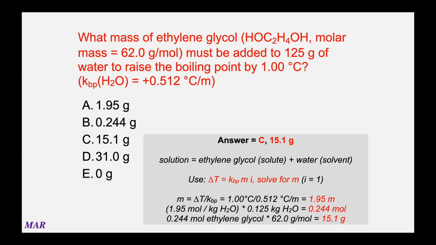You multiply moles per kilogram by kilograms of water to get the moles of ethylene glycol, which is 0.244 moles. And finally, that times the molar mass of ethylene glycol, 15.1 grams. So what that means is that if you put 15.1 grams of ethylene glycol in 125 grams of water and stirred it up to make a solution, your boiling point would go from 100 degrees Celsius to 101 degrees Celsius. You have raised the boiling point by 1 degree Celsius.